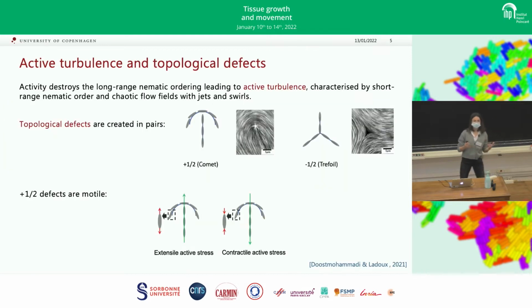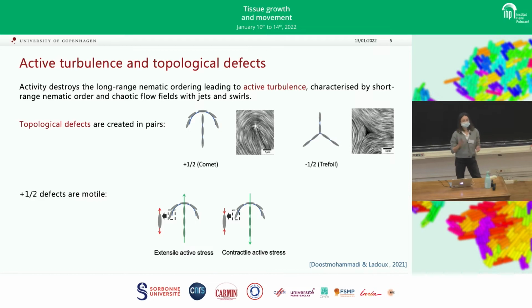Active nematics have several features. So the activity that is present in these entities destroys this long-range nematic order when everything is lined in the same direction, and leads the system to so-called active turbulence, where we encounter very chaotic flows with swirls and jets. And during active turbulence, we also observe continuous formation and annihilation of topological defects.